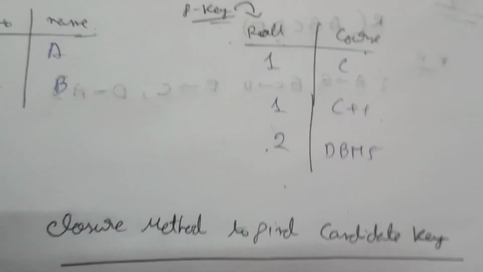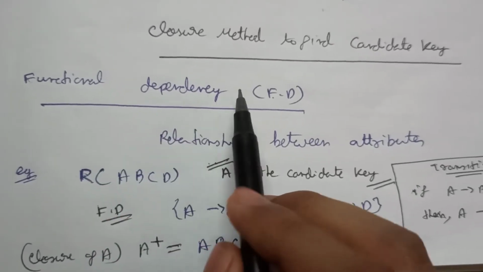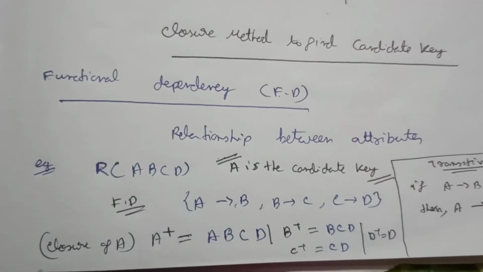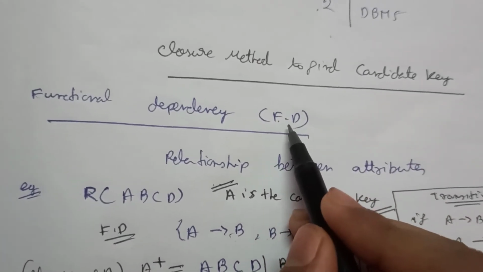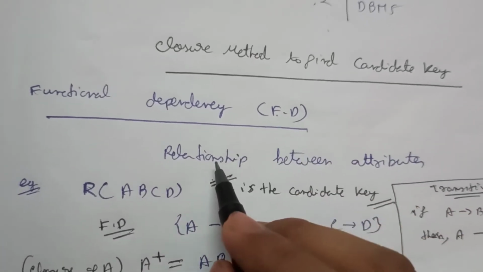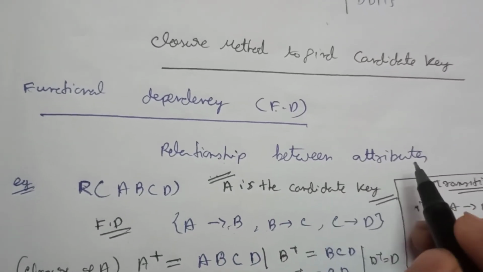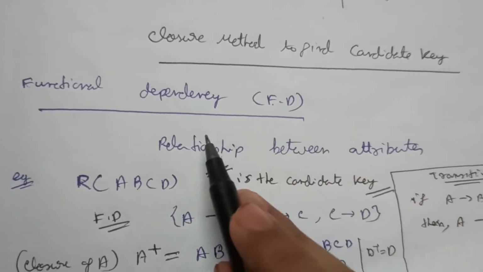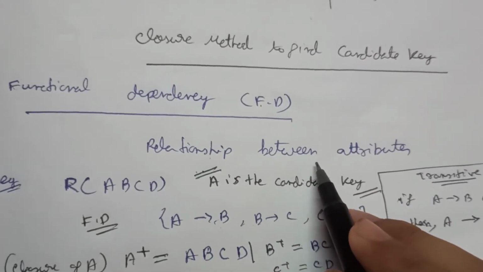Now let's check something very important, that is the closure method. So what is a functional dependency? First see what a functional dependency, or FD, is. A functional dependency is known as the relationship between the attributes of a table. Attributes mean columns. So there are different relationships between the columns of a table.